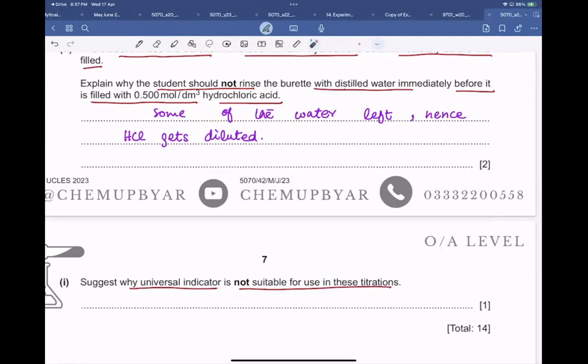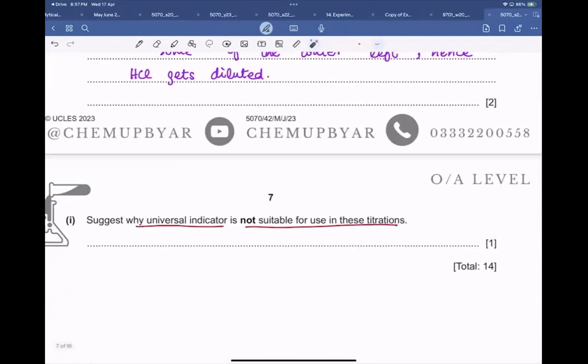Okay. Now, yes, it is not suitable because universal indicator changes through a variety of colors, so it does not show a clear endpoint.